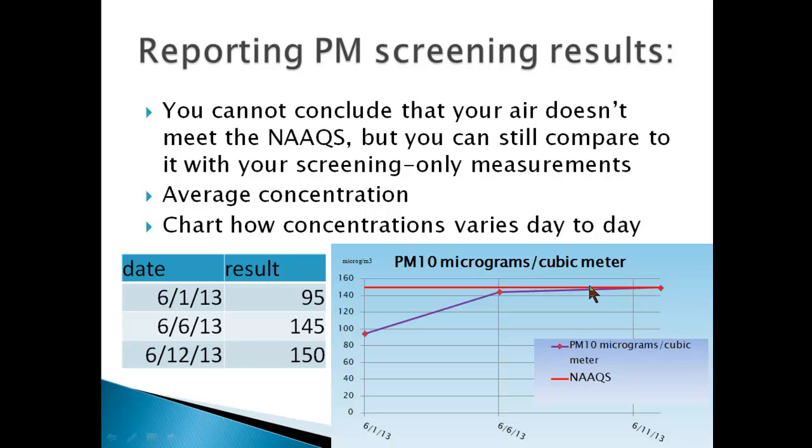And what everybody always wants to know is, how do we compare with the standard, even though legally, in terms of an attainment decision, you can't do that. You can still compare against it. So I always put on my graphs a red line showing where the standard is, and that way, as you show your data, you can show what days you were over the standard. So here's the legend, and it shows PM10 with the values connected by the purple line, and then the solid red line is the National Ambient Air Quality Standard for PM10 at 150 micrograms per cubic meter.